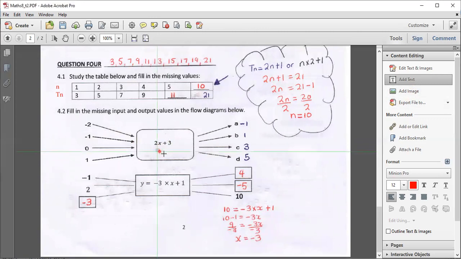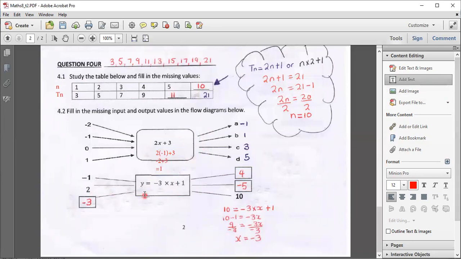So to show you very quickly, if you're substituting -1, it will be 2 times -1 plus 3. And 2 times -1 is -2, plus 3, and the answer there will give you 1. So you get your answer for -1. For each one, if it's 0, then you substitute 0 here: 2 times 0 plus 3. 2 times 0 is 0, plus 3 gives you 3. And you substitute 1: 2 times 1 is 2, plus 3 to give you 5. So you can do your substitution.